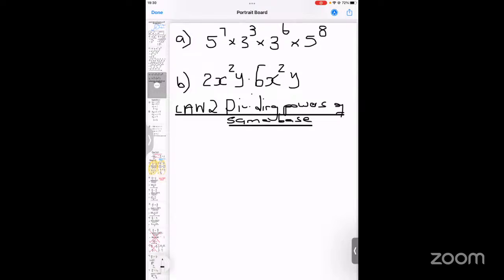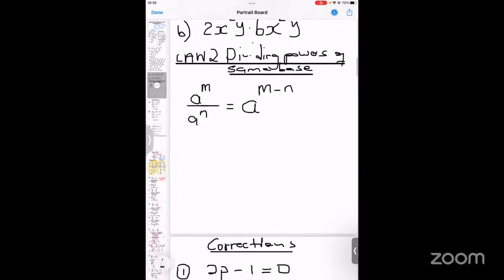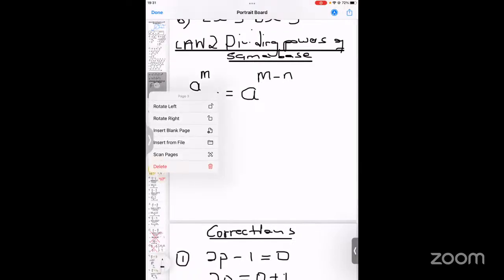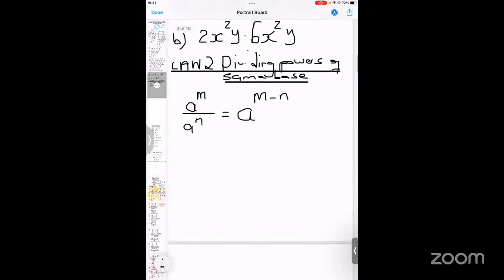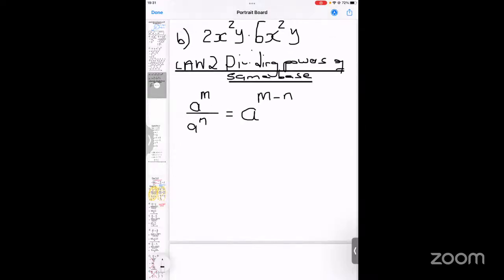Okay, then it's fine. This is how the law works. Let's say we've got a being the base to the exponent of m divided by another a to the exponent of n. Because we are dividing powers of the same base, we represent it as one base, but we subtract the exponents. Maybe very quickly, Manahil, let me give some examples that we can work on, and then from there we will see if you understand.